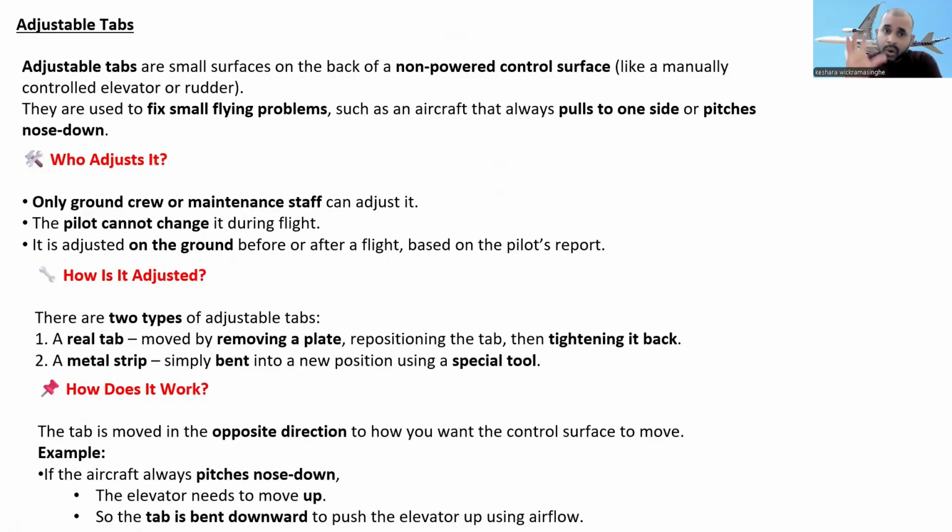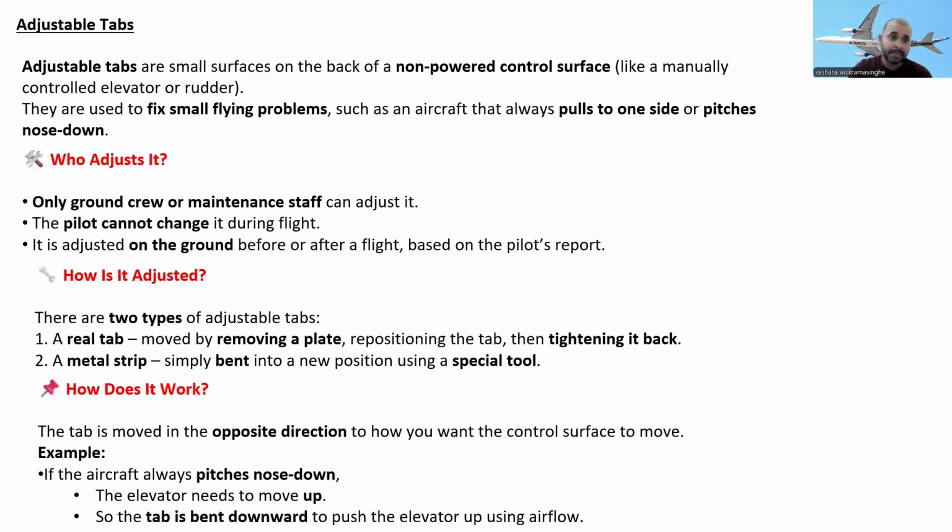Only ground crew or maintenance staff can adjust it. So the pilot cannot change it during the flight. It is adjusted on the ground, before or after flight, based on the pilot's report. Okay, so how is it adjusted? There are two types of adjustable tabs.